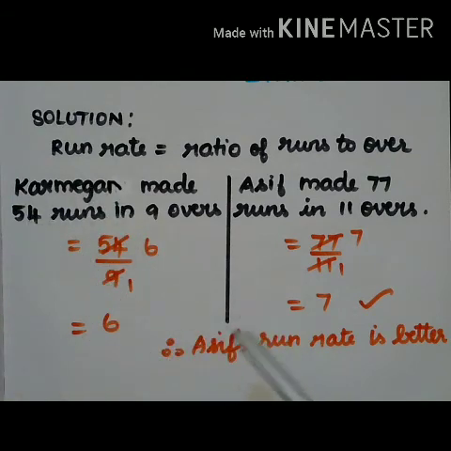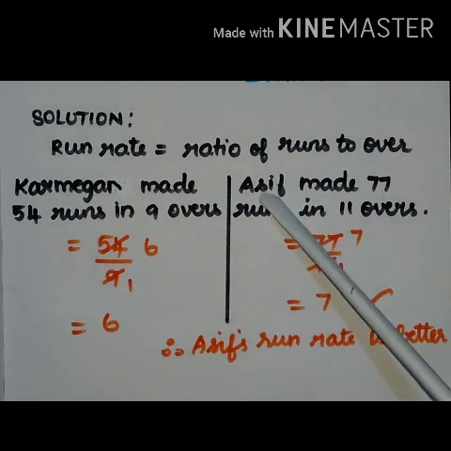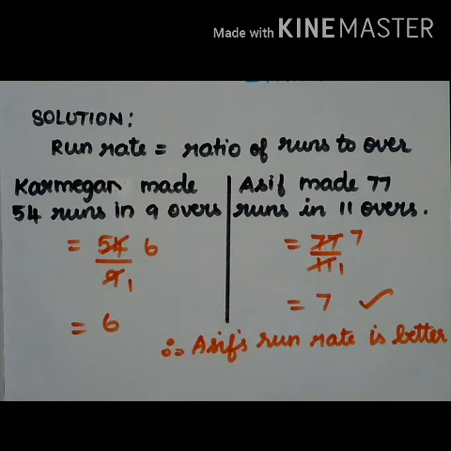Then you have to find Asif's run rate, that is 77 by 11. 11 ones are 11, 11 sevens are 77. Here Asif's run rate is 7. Karmugilan's run rate is 6. Now we can easily find whose run rate is better. 7. That is, Asif's run rate is better.